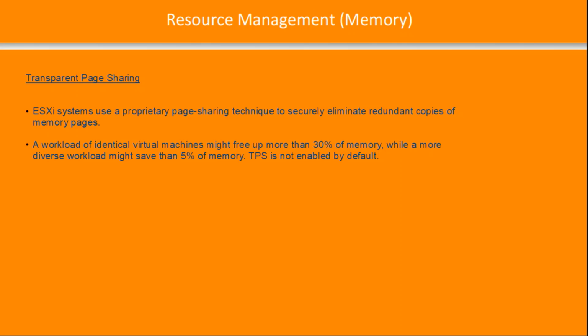With a more diverse workload, let's say including Linux and virtual machines running Windows, the saving might be 5% of memory. Do note that TPS is not enabled by default.